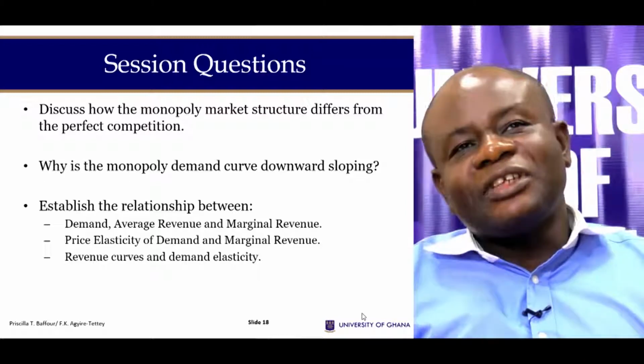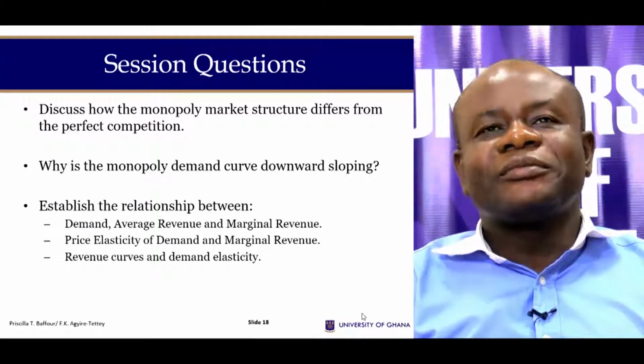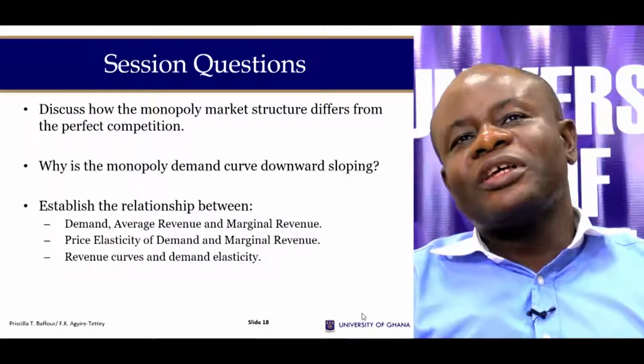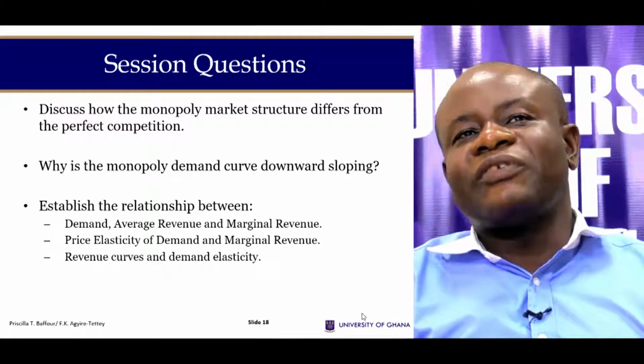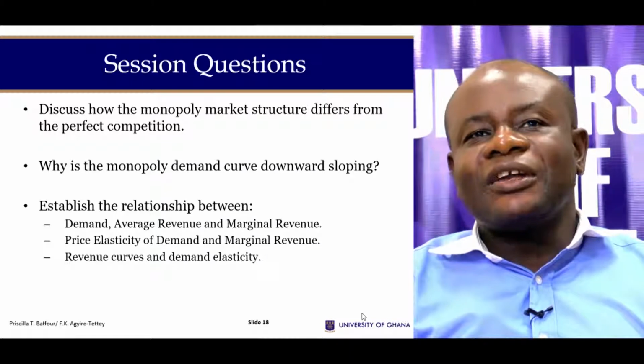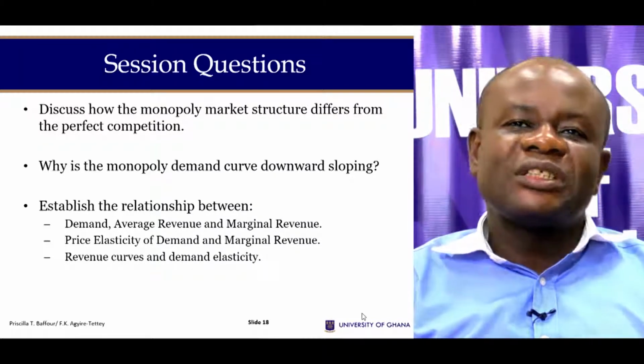Again, at the end of this session, we have some questions that you should try your hands at. We have questions such as: discuss how the monopoly market structure differs from that of the perfectly competitive market structure, and also why the monopoly's demand curve is downward sloping.